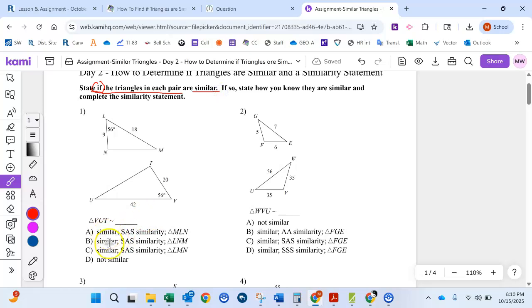Here it says similar, similar, similar, not similar. So it could be both, right? But if they are similar, we have to state the reason we know that they're similar and complete a similarity statement. So there are a few things we're doing here. Let's look at this one here, question number 1.